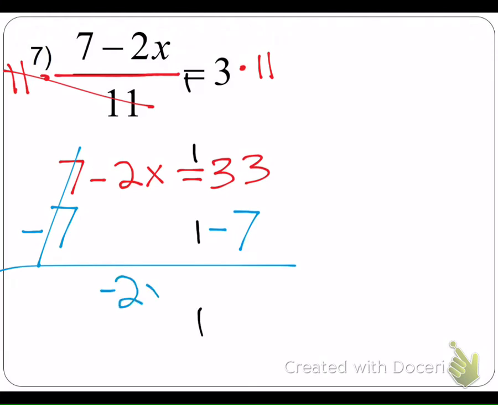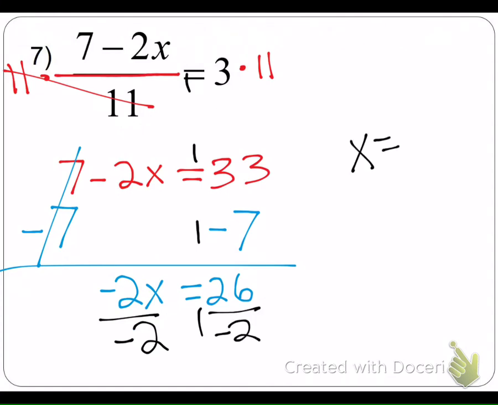All right, so negative 2x equals, what is 33 minus 7? 26. And then the last step. Divide by what? Negative 2. Don't lose your negative. What is positive 26 divided by negative 2? Negative 13.